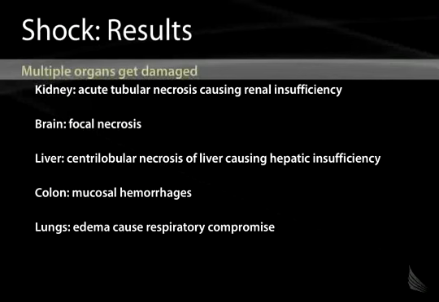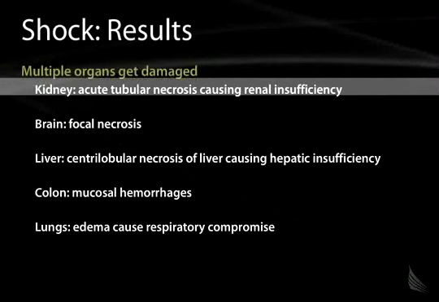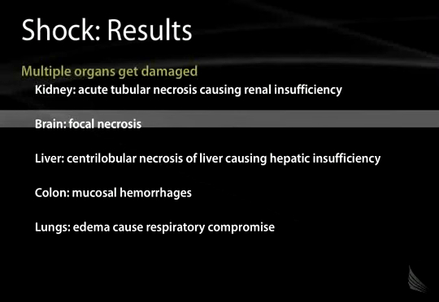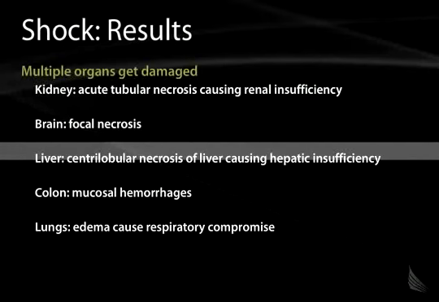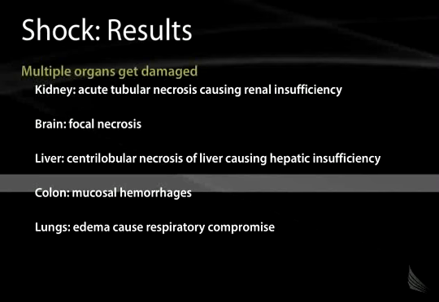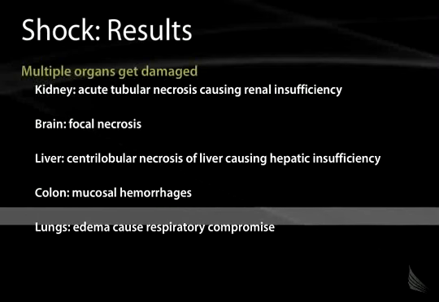The overall effect of shocks, however, can be the same on various organ systems. The kidney, remember, needs a very consistent supply of blood, and so if one develops shock, there's the possibility of acute tubular necrosis, which will eventually cause renal insufficiency. The brain also is an organ that is very demanding of keeping up a steady blood supply, and thus you can have areas of focal necrosis. The liver will show central lobular necrosis with hepatic insufficiency, the colon can undergo mucosal hemorrhage, and the lungs can develop edema, which may lead to respiratory compromise.